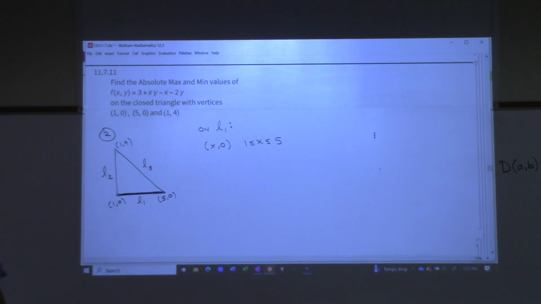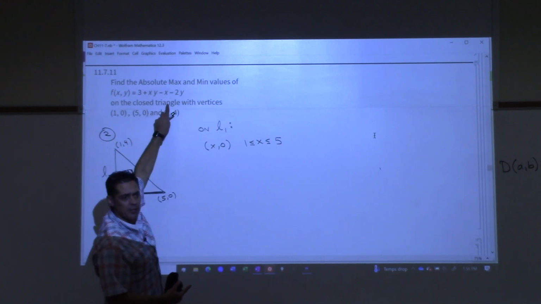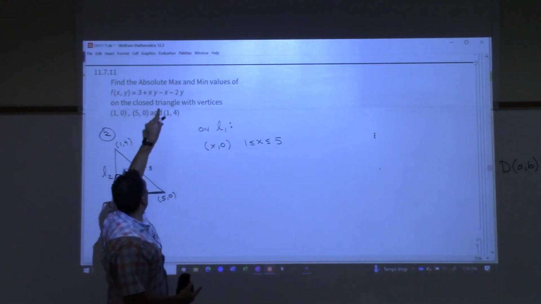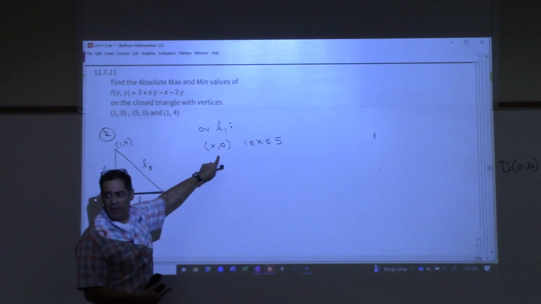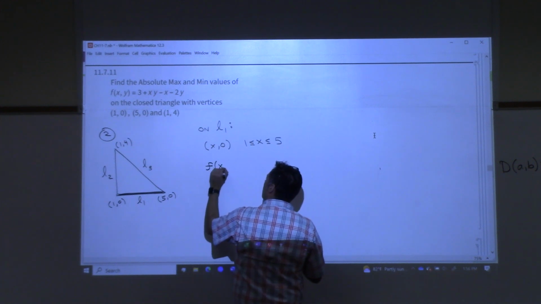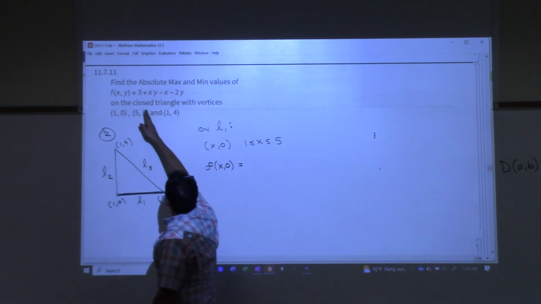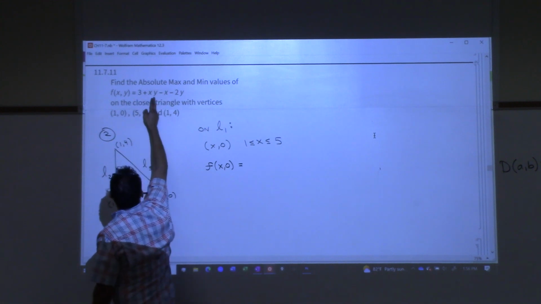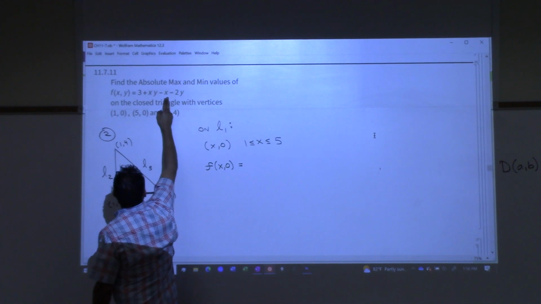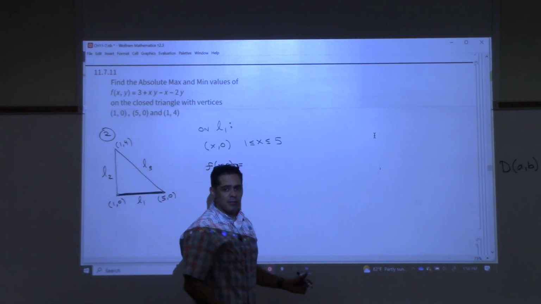Well, if every point looks like that, then I should see what happens if I plug a point like that into the original function, right? What does that function do to a point that looks like this? So let's do it. What does the original function look like if you plug in x for x and 0 for y? Well, let me see. 3 plus 0 minus x minus 0. So just 3 minus x, right?